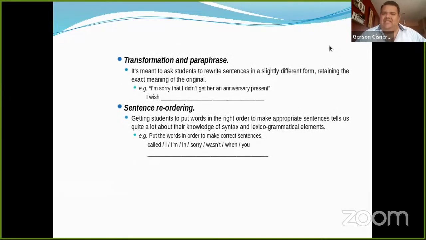Transformation and paraphrasing phase. Ahí me equivoqué, es paraphrasing. Janice, read it, the first point. Transformation and paraphrase is meant to ask students to rewrite a sentence in a slightly different form, retaining the exact meaning of the original. E.g., I'm sorry that I didn't get her an anniversary present. I wish... Answer it. A ver, answer it.